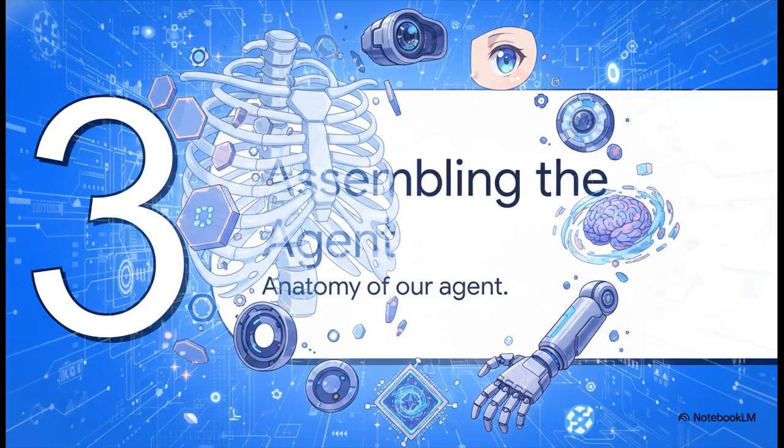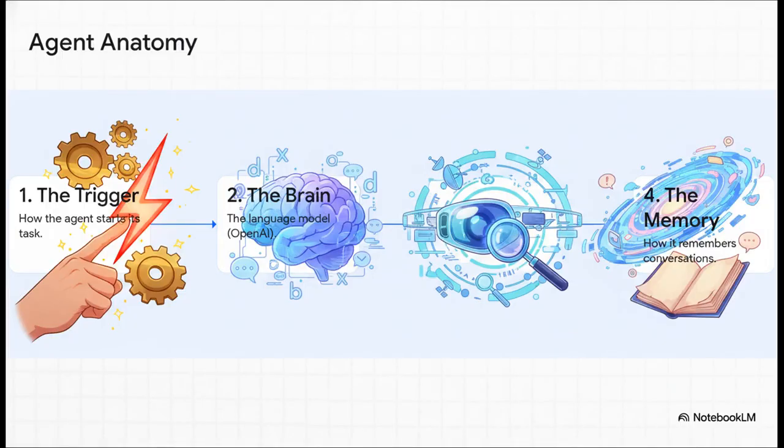All right, tools are ready. Let's get our hands dirty and dive into the actual build. We're going to assemble this agent piece by piece. Think of it like we're building its digital body, its anatomy. So, every agent, no matter how simple or complex, has a few key parts. You can see them here.